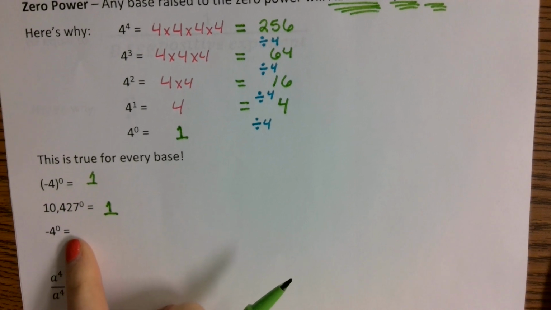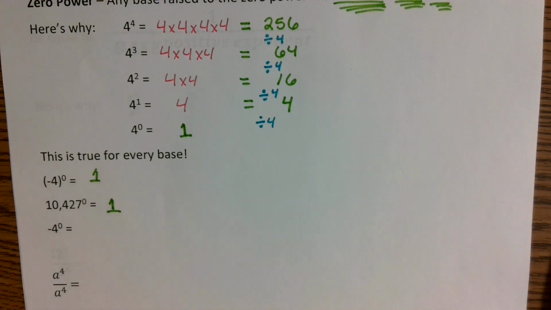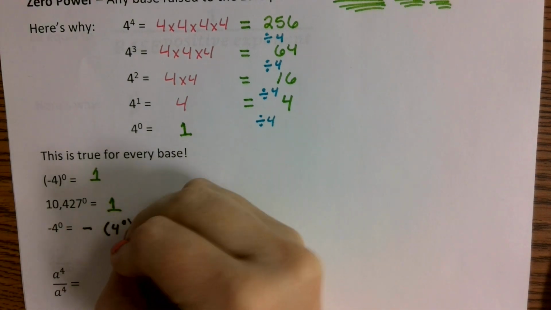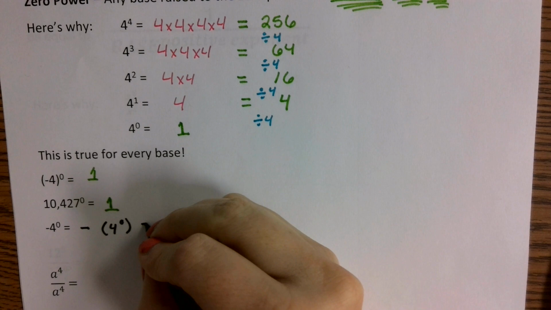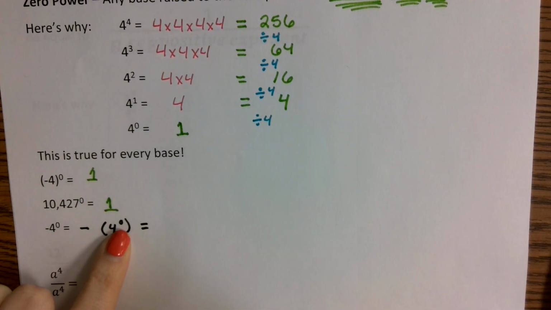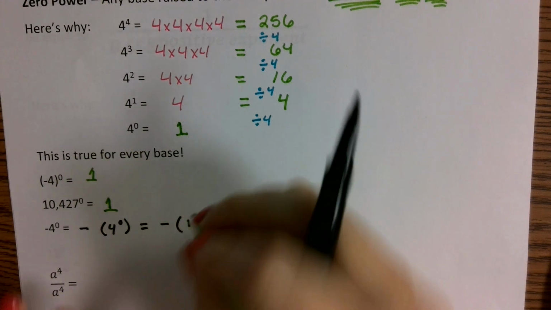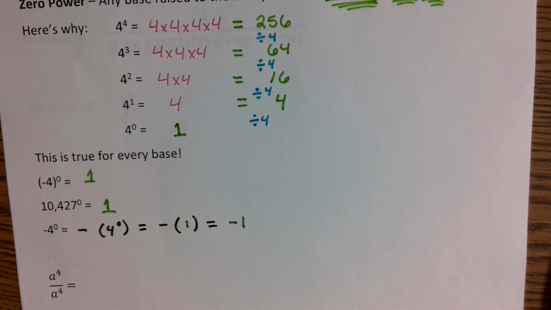Now here's the only difference. I have this one in parentheses and this one is not. So essentially what this means is I've got a negative and then I've got 4 to the 0 power. And 4 to the 0 power is equal to what? 1. So essentially I have a negative, or an opposite, of 1. And what's the opposite of 1? Negative 1. That's the only time that you would have a negative 1, if your negative is not inside the parentheses. Make that note.